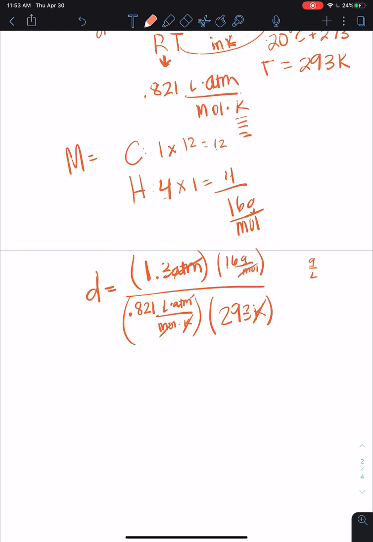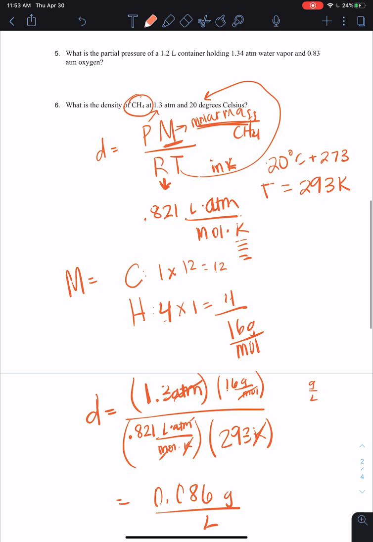So in your calculator, your numerator is going to be 1.3 times 16, and your denominator is 0.821 times 293, and you get your density is 0.086 grams per liter. That's the density of CH4 at that pressure and temperature.